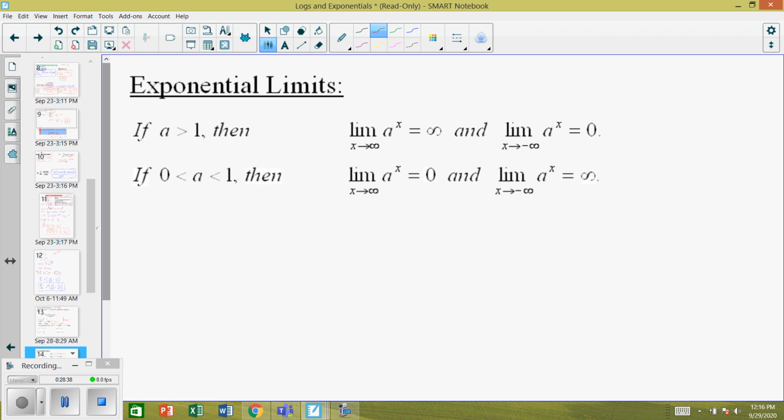Just some limits, and I've already talked about this. Remember, if a is greater than 1, we have a growth function, so just kind of keeping that in mind, it looks like this. So if we go to infinity, the function goes to infinity. And as we go to negative infinity, we're approaching a horizontal asymptote of 0. And for a decay function, whenever a to the x is between 0 and 1, as we go to infinity, we're approaching 0, the horizontal asymptote. And as we go to negative infinity, we're approaching infinity. Okay. So again, just some features to keep in mind.